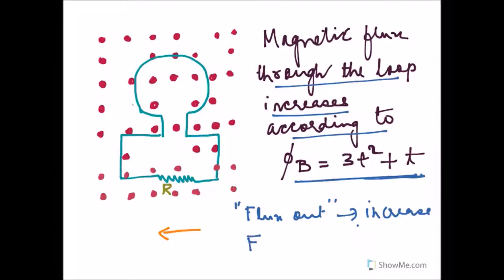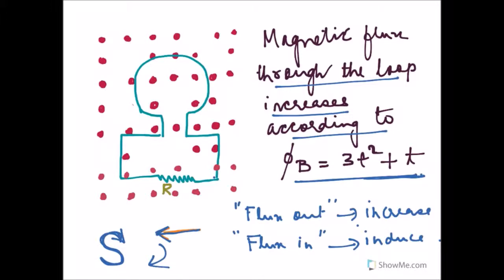So there has to be flux induced to counter this. So flux in has to be induced. To induce flux in, we need to have a south polarity developed in this coil. So the current has to be in the clockwise direction. So through the resistance, the direction of current will be from right to left.